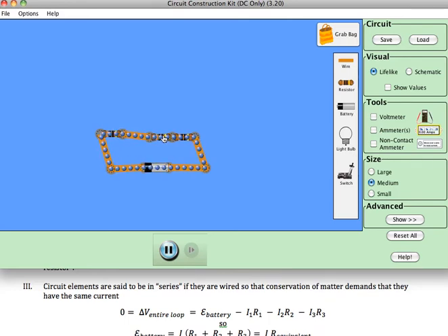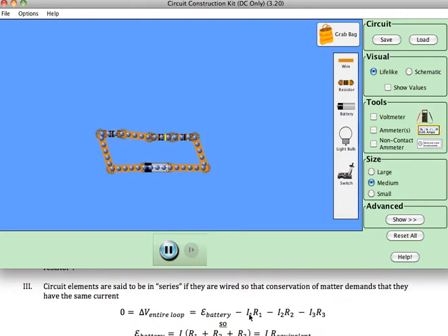If I call the current through the second one I2, then I have a minus I2R2 as I continue around the loop. And as I continue around the loop, there's one more resistor, minus I3R3, and then I get back to the starting point. So delta V around the entire loop is equal to 0. I started here on the right, went all the way around. Around that loop, I found a battery and 3 resistors.